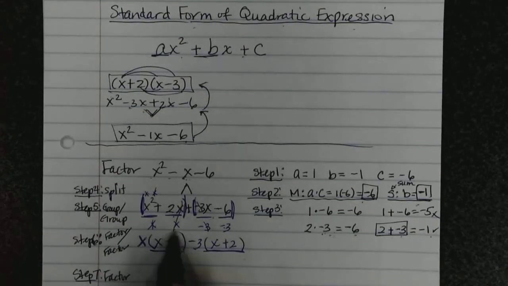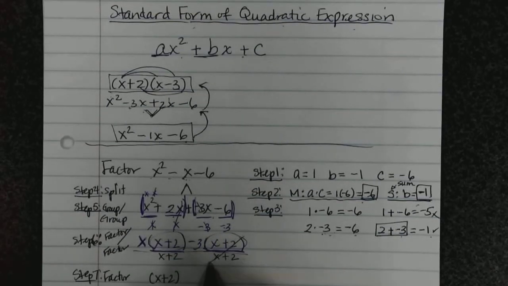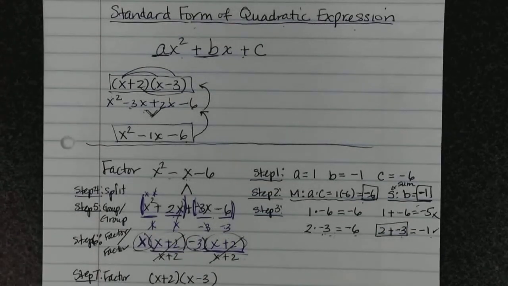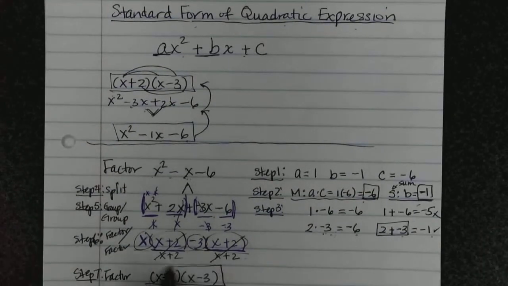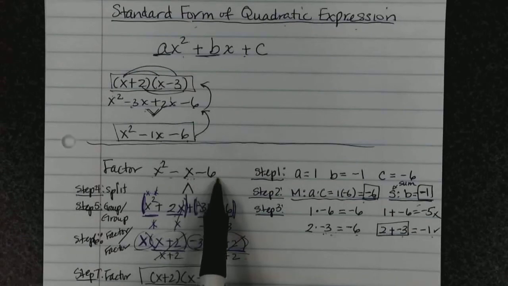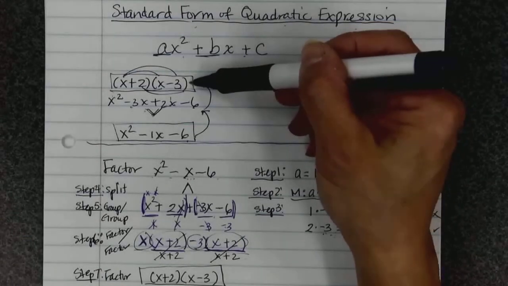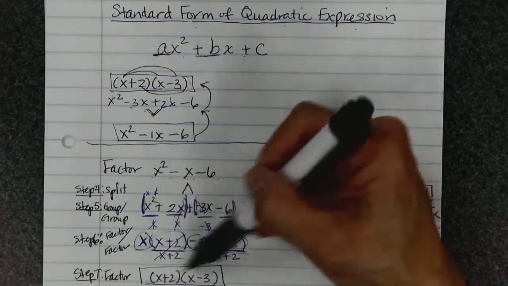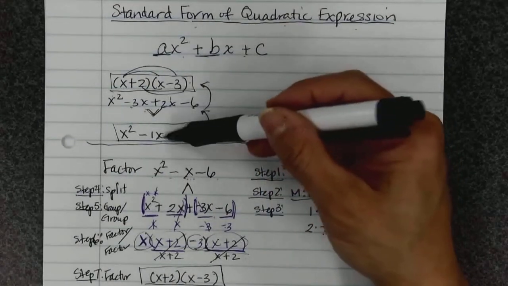So if you notice, this right here and this right here are my greatest common factor as a whole. So you pull that out, x plus 2, and when you divide by x plus 2, they cancel out, and what's remaining, x minus 3, goes in the other parentheses. And that is the factor of the trinomial x squared minus x minus 6, which we just started with up here.